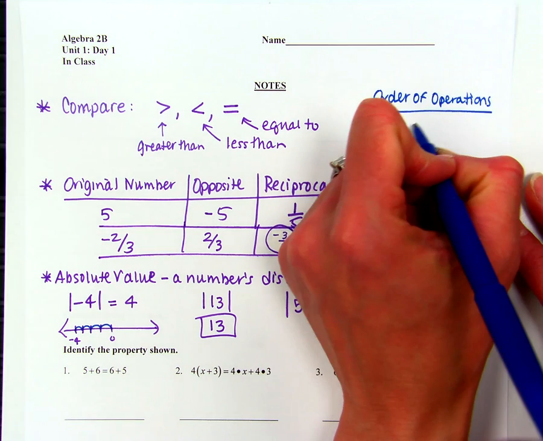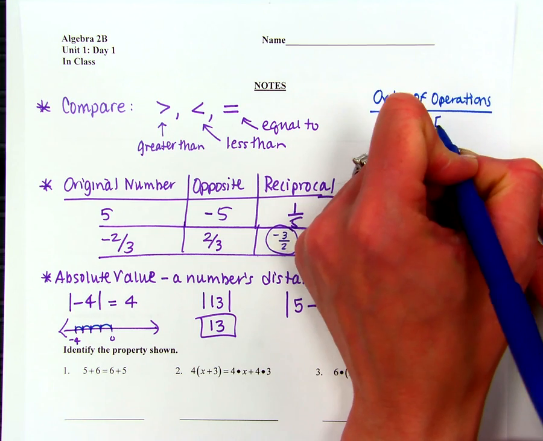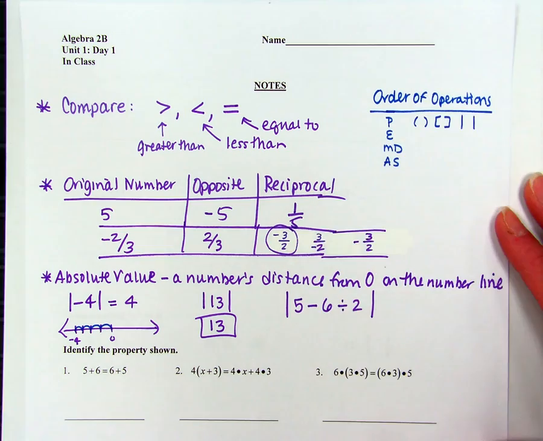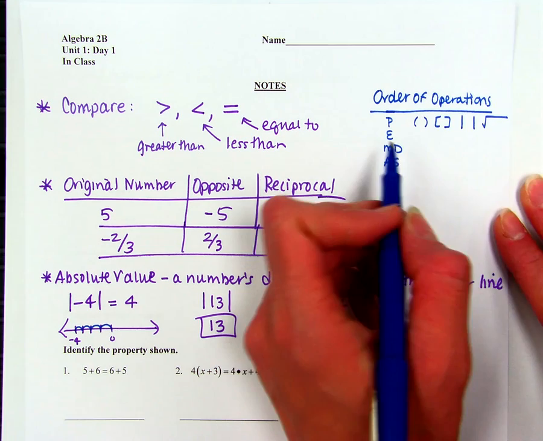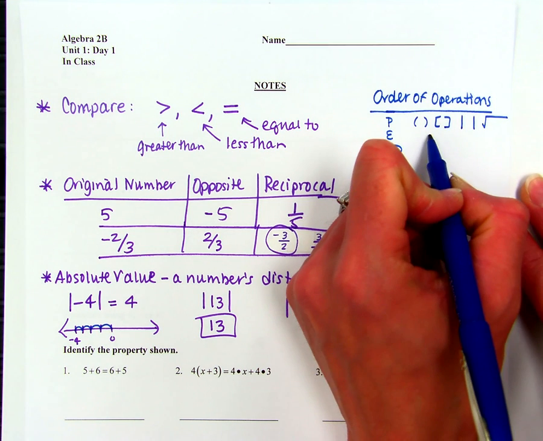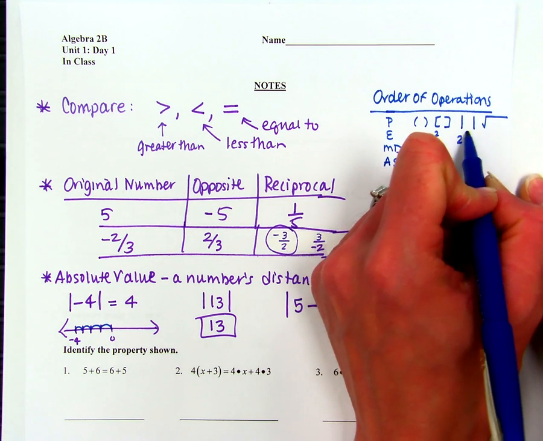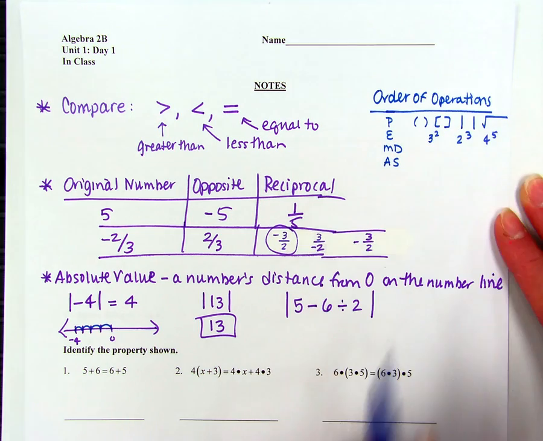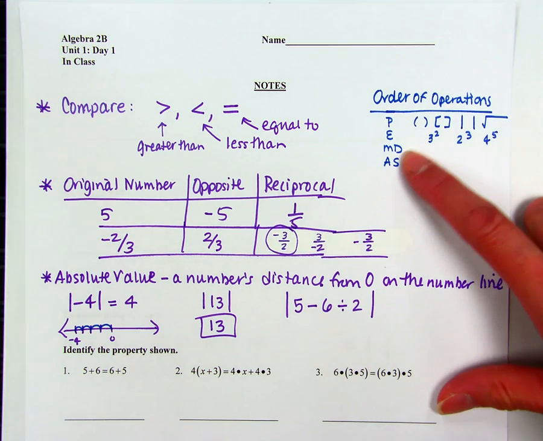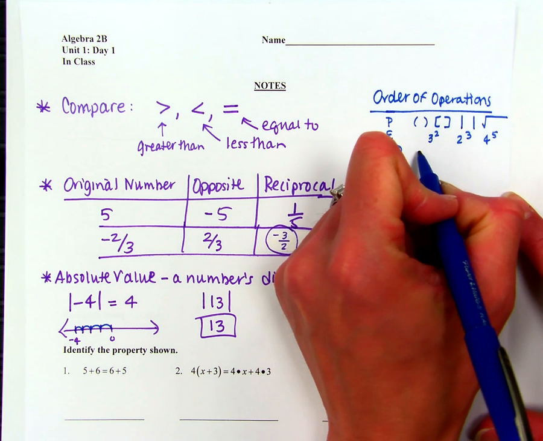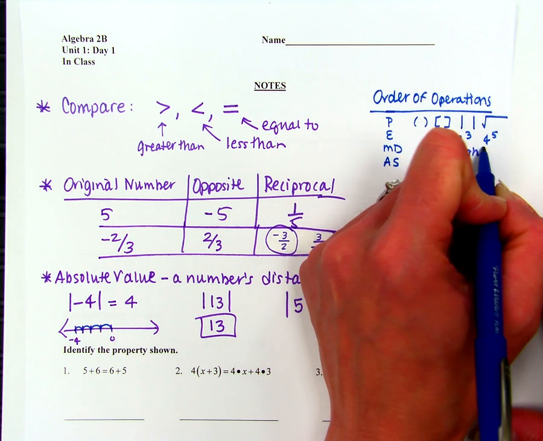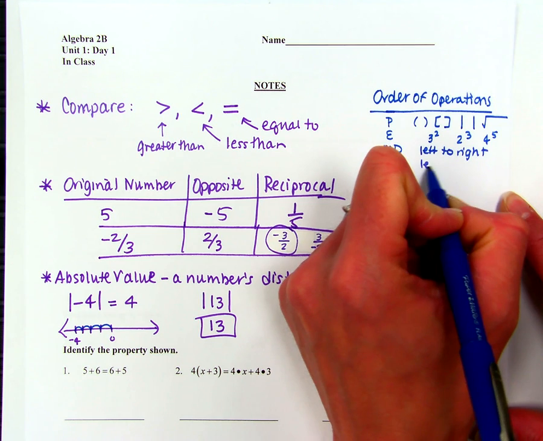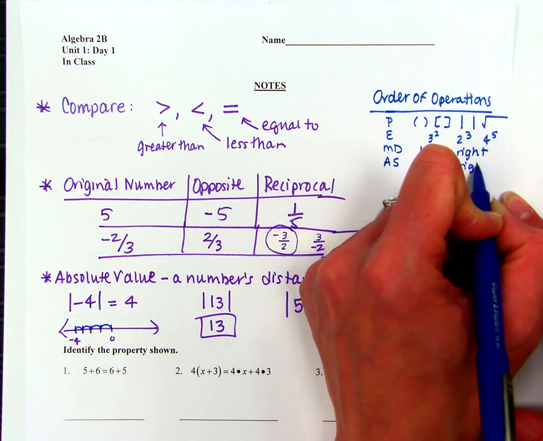Parentheses can be like parentheses, brackets, they can be absolute value, it could be something under a square root. Exponents is like 3 squared, 2 to the 3rd, 4 to the 5th. Those are exponents. Multiplication and division, we know what that is. Make sure you go from left to right. And addition and subtraction, also make sure that you go from left to right.